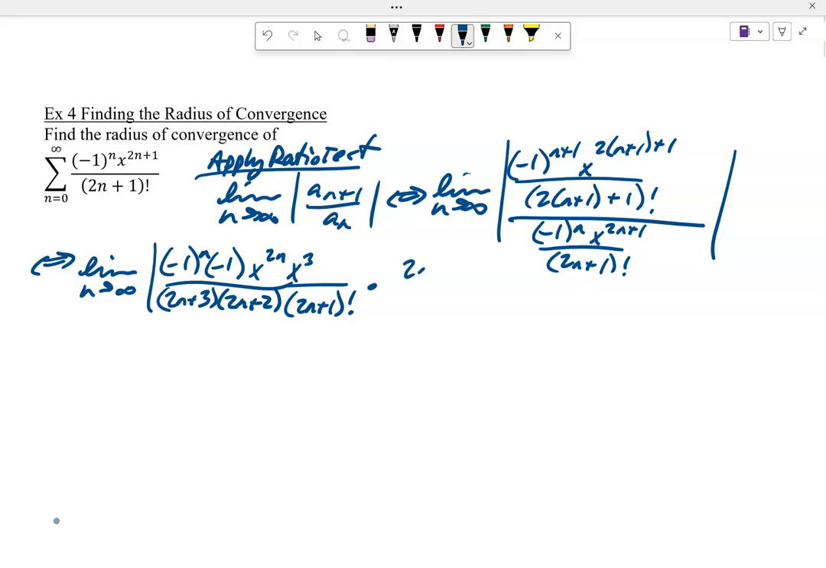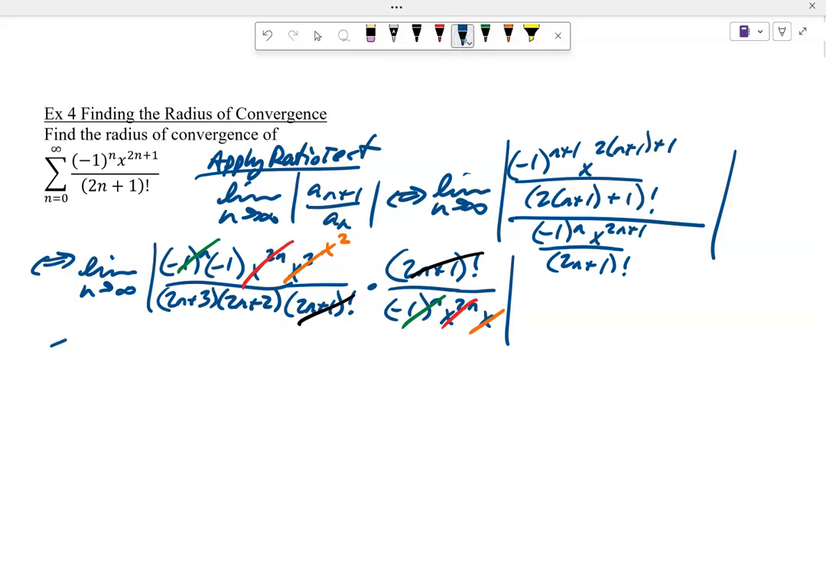Now this reciprocal. Alright, so we got x to 2n's canceling. I got -1 to the n canceling. I got 2n plus 1 factorial canceling. I got x cubed over x. That'll leave me with x squared.